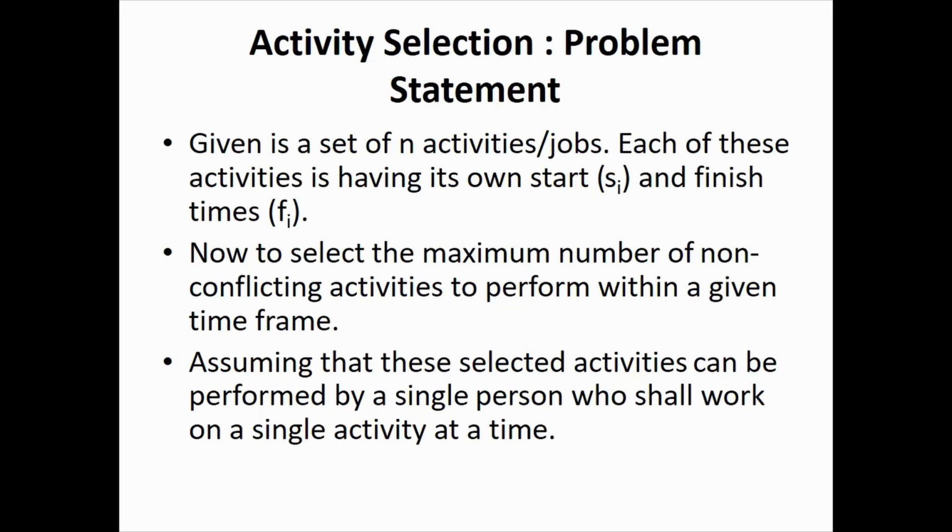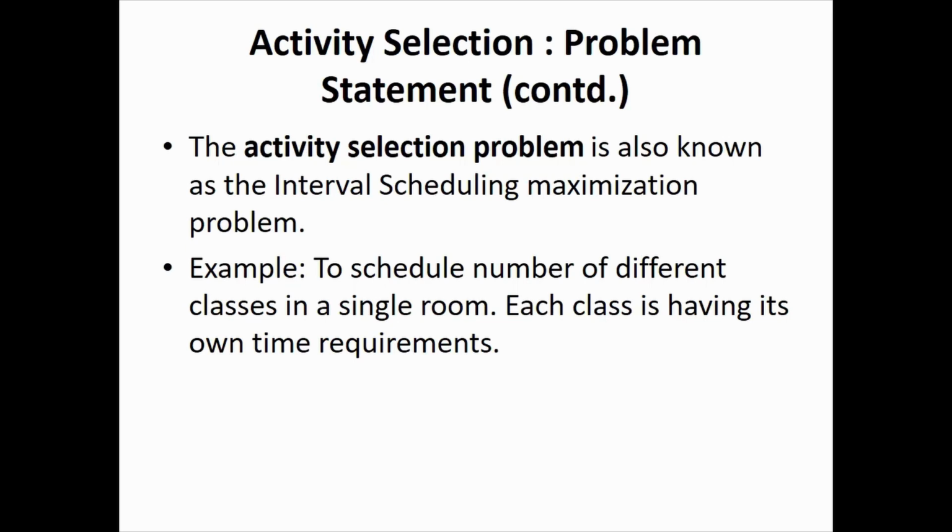So we are given some activities. We can call them jobs also. Each of these activities has its own start time Si and finish time Fi. The point is to select the maximum number of non-conflicting activities to perform within a given time frame. Further, we are assuming that these selected activities can be performed by a single person who shall work on a single activity at a time. The activity selection problem is also known as the interval scheduling maximization problem.